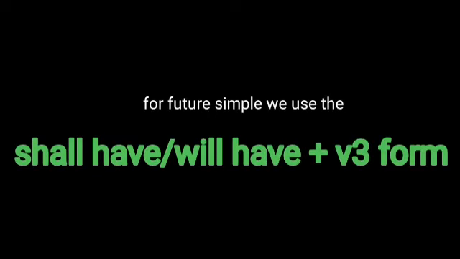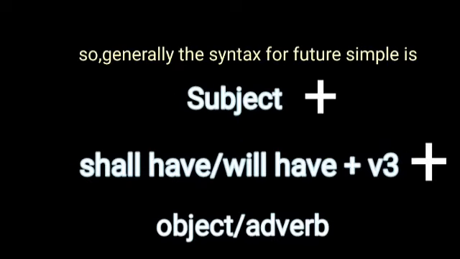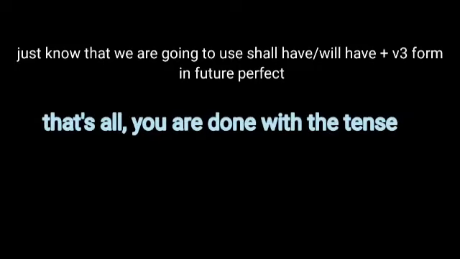So, for future perfect, we use shall have or will have plus V3, and generally the syntax for future perfect is subject plus shall have or will have plus V3 plus object or adverb. Are you getting tensed with this? Don't worry, here we got the simplest method. So just simply know that we're going to use shall have or will have plus V3 for future perfect.